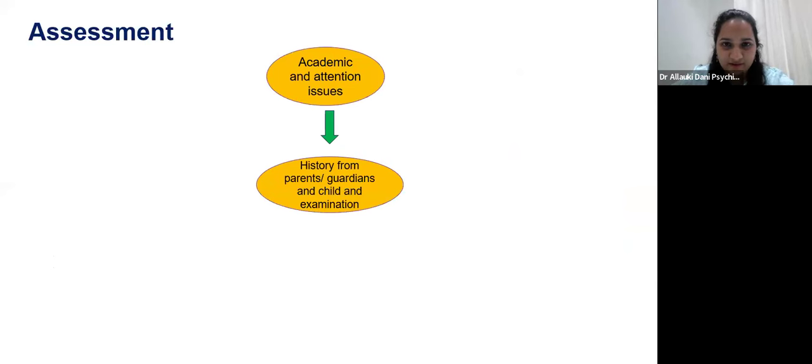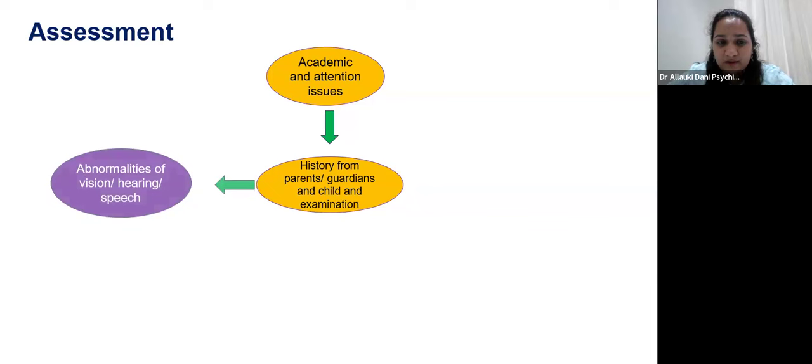As we just went through the case, we know the major issue. But if we look at just the academic and attention issues, there are a lot of various reasons or causes which can lead to both of these kinds of issues. So we need to evaluate or rule out all these different causes. We need a thorough history from the parents or guardians, and at times also from the school teachers or counselors, and also a thorough history, interaction and examination of the child. With all these things, we can rule out different causes.